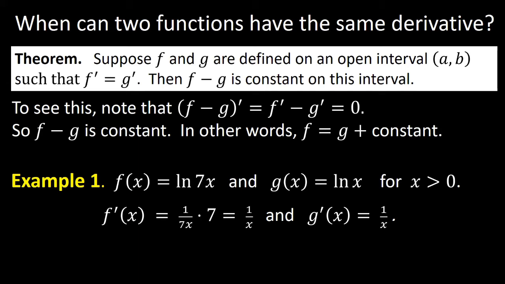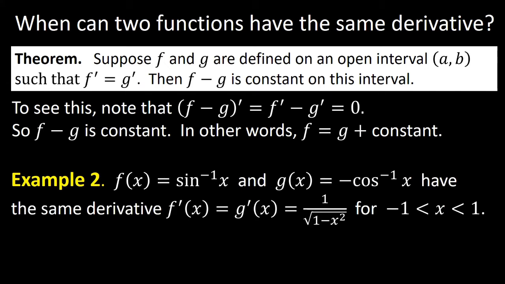Both of them have the same derivative. So f prime is 1 over 7x times 7. That's 1 over x by the chain rule. g prime of x is also 1 over x. These two functions are not at all the same function. They do have the same derivative. How can that happen? Well, it's because if you use the identities for natural log, you see f of x is really a constant plus g of x. In this case, the constant is natural log 7.